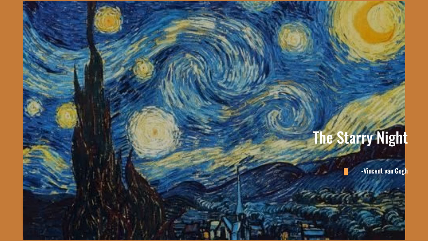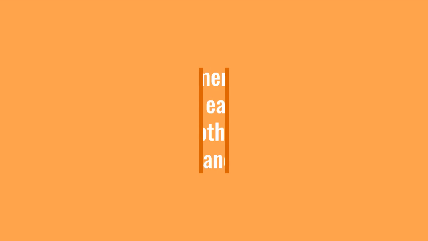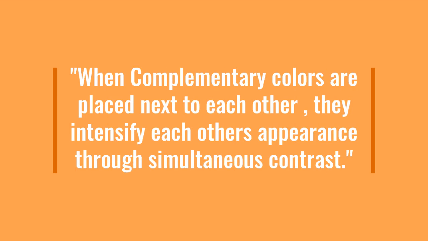Some of the most famous artists, such as Vincent van Gogh, used complementary color in a lot of their art. For example, this image here, The Starry Night, uses complementary color. Another very famous painting by Vincent van Gogh, Cafe Terrace at Night, also uses complementary colors, as you can see, the blue and the yellow. When complementary colors are placed next to each other, they intensify each other's appearance through simultaneous contrast. This is why a lot of famous artists use complementary colors.